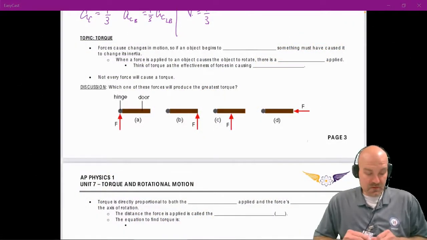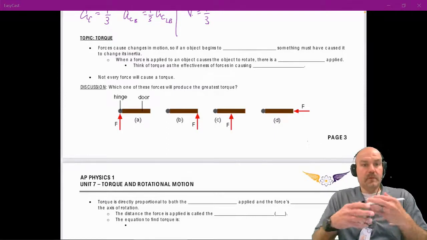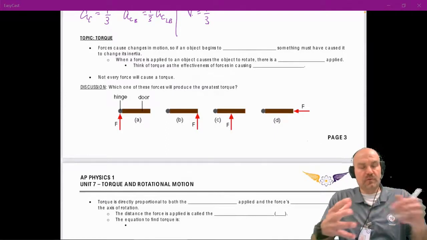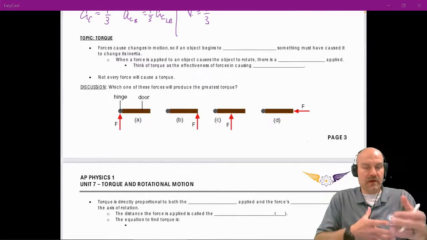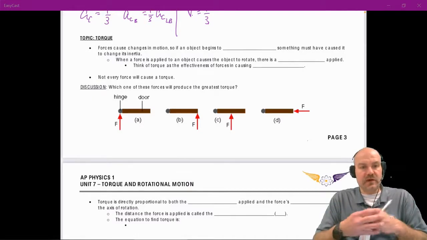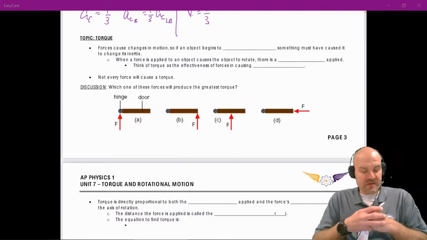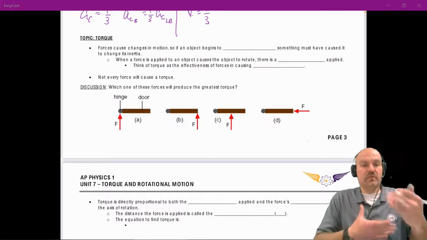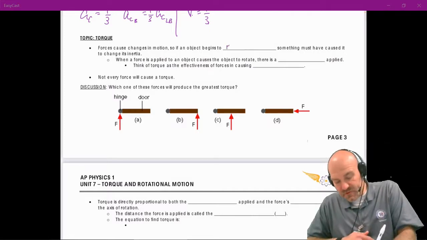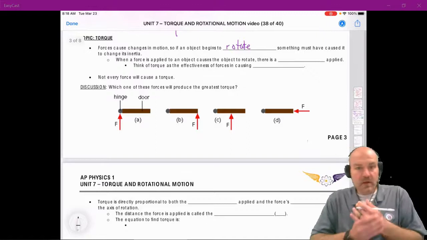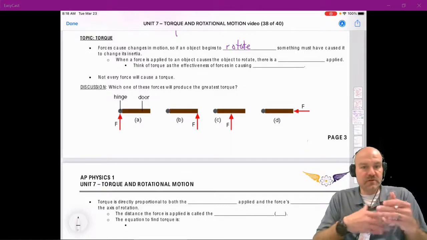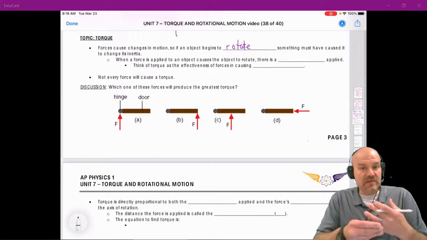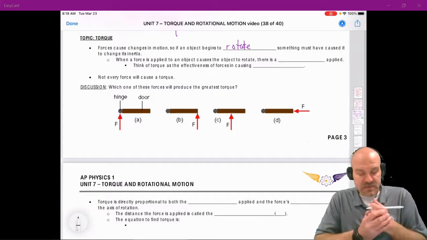Okay, so in this video, we're going to look at torque. And with torque, again, we're relating linear values with rotational values. One thing to note is that to begin things rotating, you're going to have to apply a force, right? Forces cause changes in motion. So if an object begins to rotate, then something must have caused that change in its inertia.